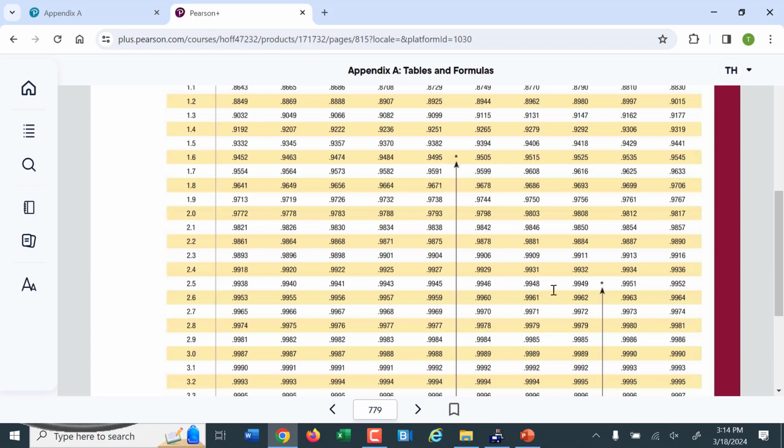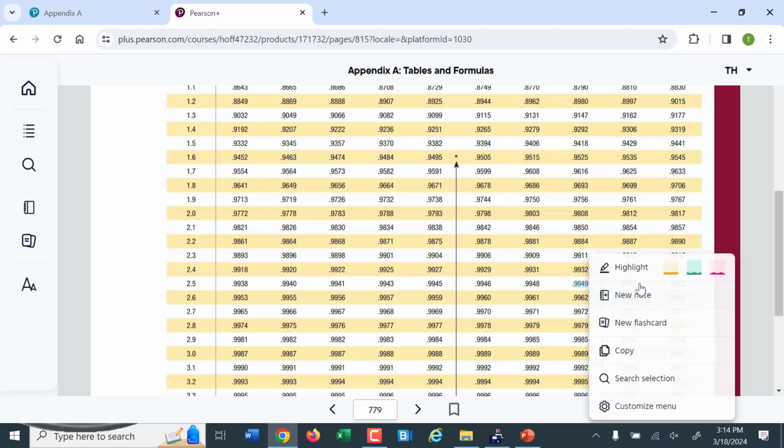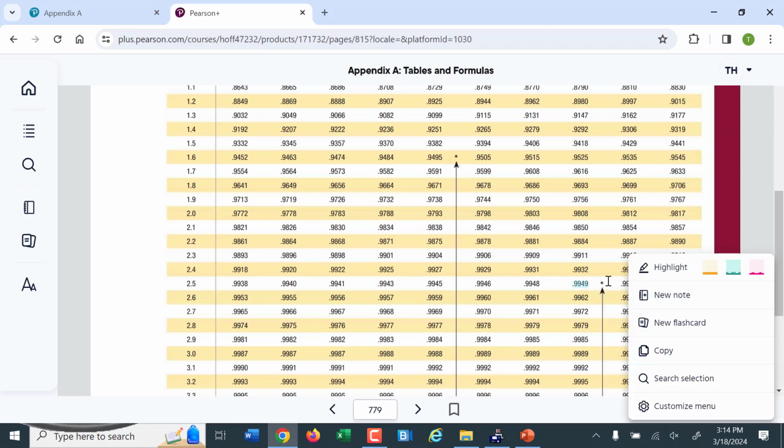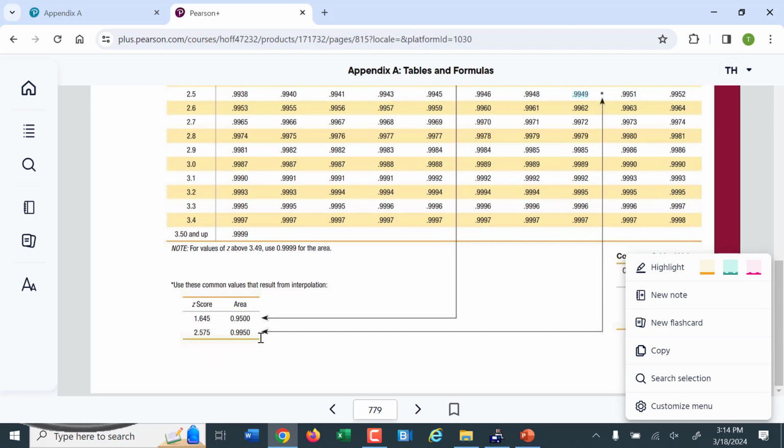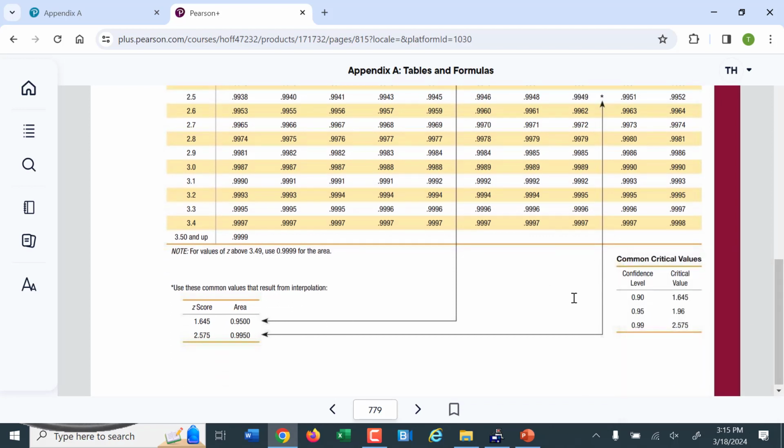For 99.5%, it would be right here between 0.9949 and 0.9951. Again, that gives you the 0.9950. And over here, there's other critical values for other confidence levels. So for 99%, for 90%, it's the 1.645.